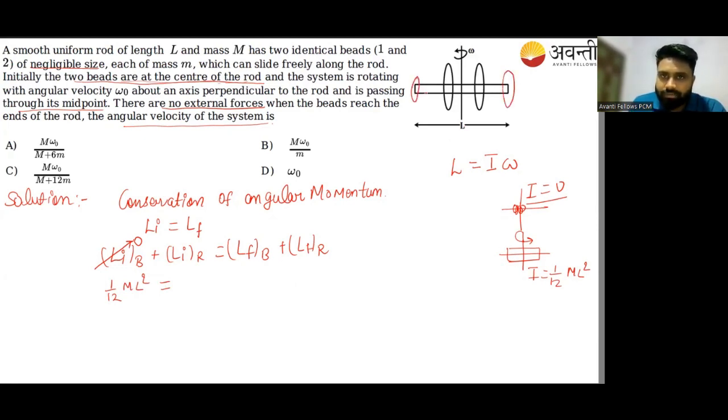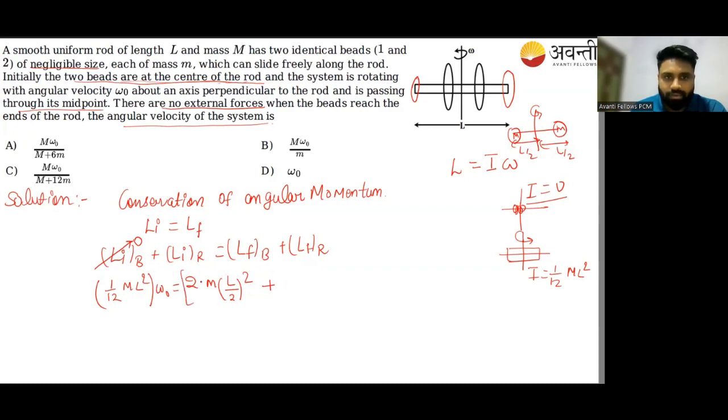at the end points. So you can assume this is a system of mass present at the end, at a distance of L by 2 and L by 2. This is mass m, this is also mass m. So you can simply calculate this as 2 times mass into the distance squared, which is (L by 2) whole squared, plus the rod's part. I have written it for both the beads. Final angular momentum will also be the same, and initial is written with omega naught.